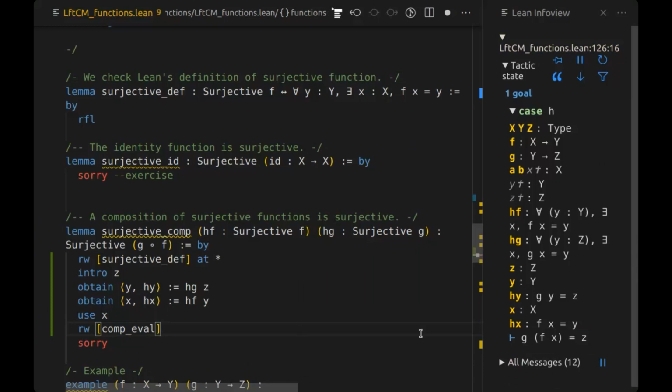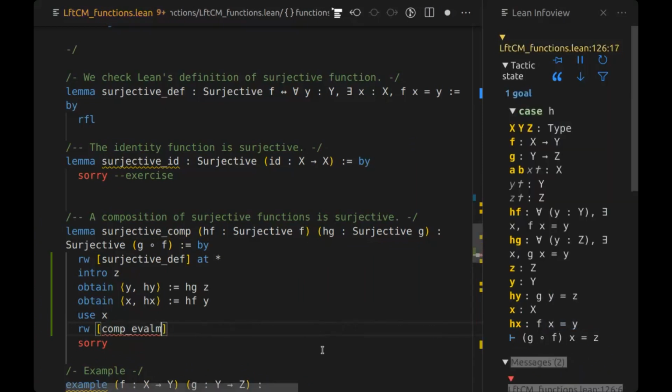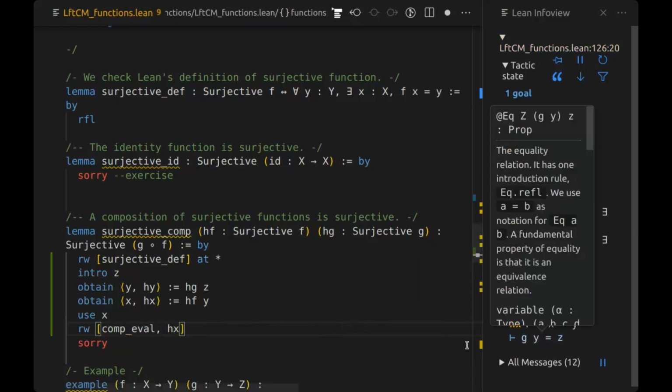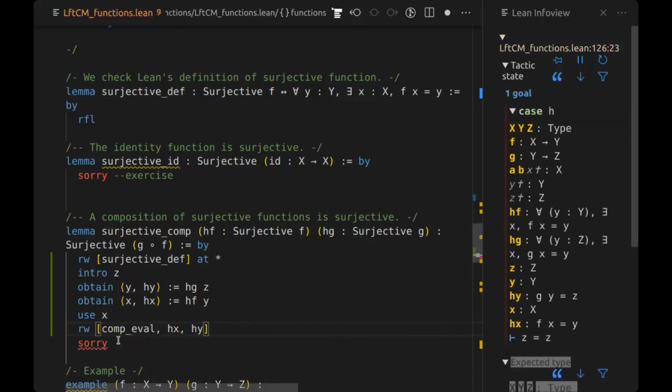And now I have already a hypothesis hx that tells me f of x is equal to y. So I can rewrite that. Oops. Now g of y is equal to z. This is exactly hy, right? So I can also rewrite that here. Sorry. Here, and then we are done.